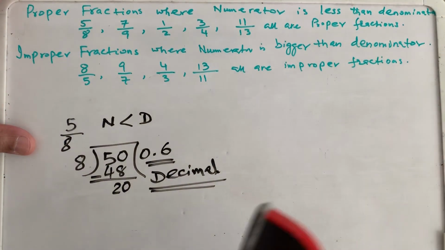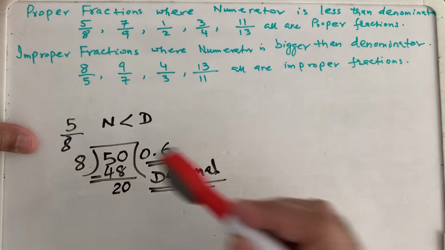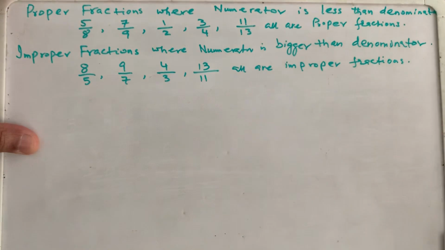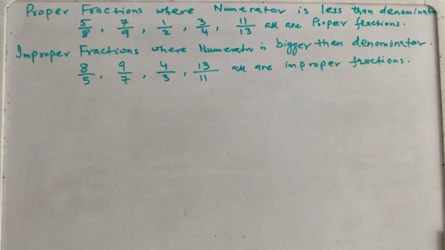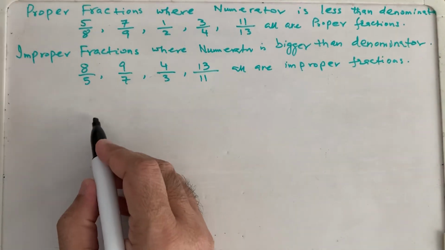So we learn that a proper fraction is where the numerator is less than the denominator, right? And we have those examples. You can see that in each case, division is not possible and your answer will be in decimal. All those fractions are called proper fractions. Now, second type of the fraction, improper fraction. Improper fractions are those where the numerator is bigger than the denominator. So, 8 over 5.